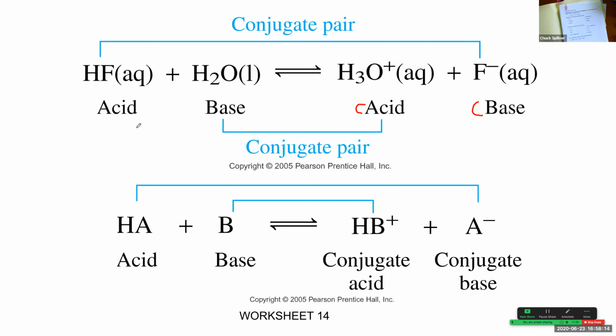Now for something to be an acid, it has to have a hydrogen atom, right? You can't lose an H plus if you don't have a hydrogen atom. For something to be a base, it just has to have a lone pair of electrons to be able to accept that hydrogen ion. So there are two conjugate pairs in every acid-base reaction. There's a conjugate pair of the acid and conjugate base, and there's a conjugate pair of a base and conjugate acid.